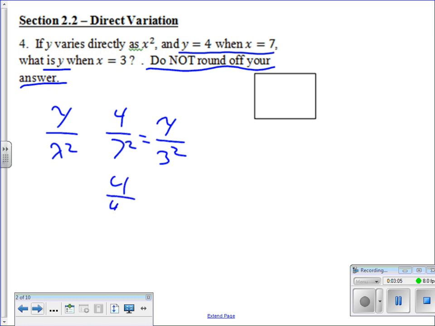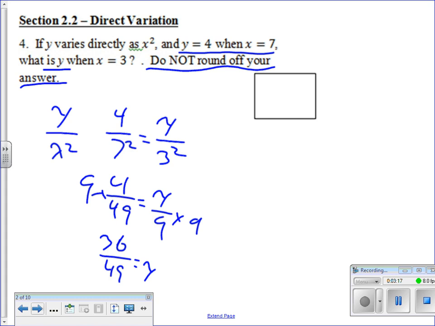So 4 over 49 is equal to y over 9. Multiply both sides by 9. 36 over 49 is equal to y. 36 over 49. See, look, I didn't round off my answer. That is exact. Anything else will be an approximation because it's a repeated decimal. Anything over a power of 7 is a repeated decimal.